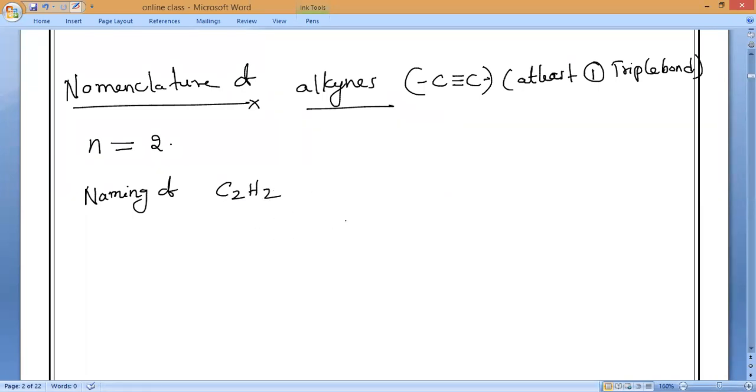So what will come first? C triple bond C. Each carbon has 3 bonds. Then how many hydrogens will come? 1 hydrogen, and here also 1 hydrogen. If you want to write the condensed formula, you'll get HC triple bond CH. That's all.